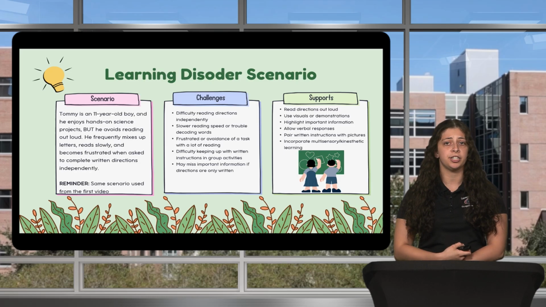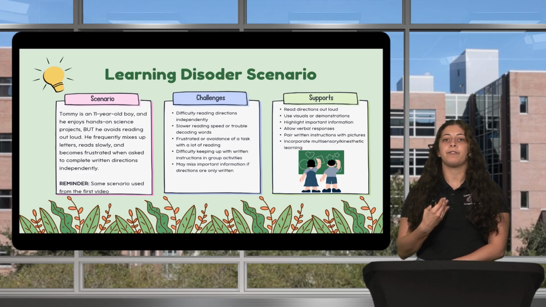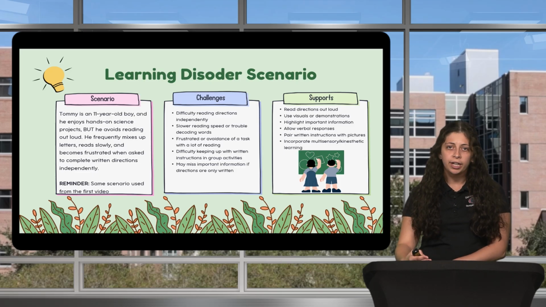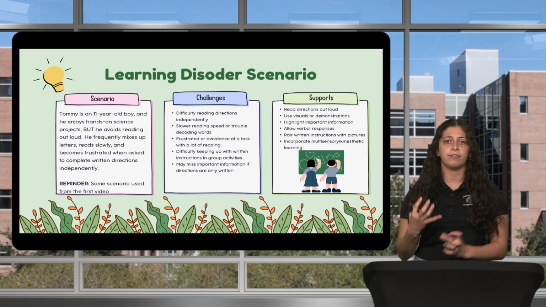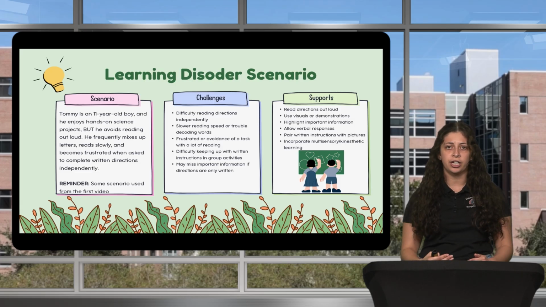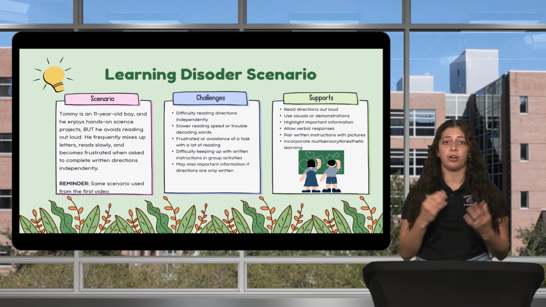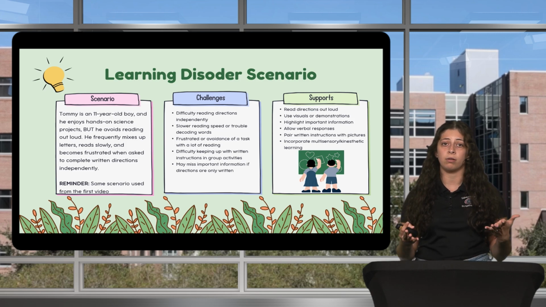And the possible challenges that we discussed included difficulty reading directions on his own, slower reading, or trouble decoding words, frustration or avoidance of tasks with a lot of reading, difficulty keeping up with written instruction in group activities, and possibly missing important information if directions are only provided in written form.